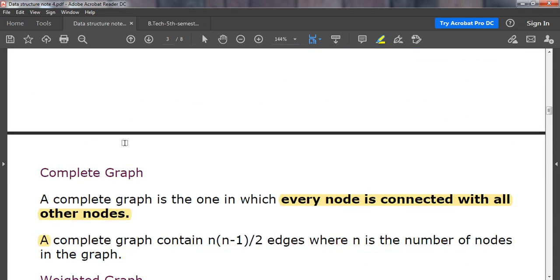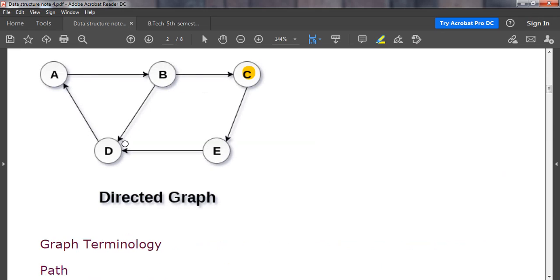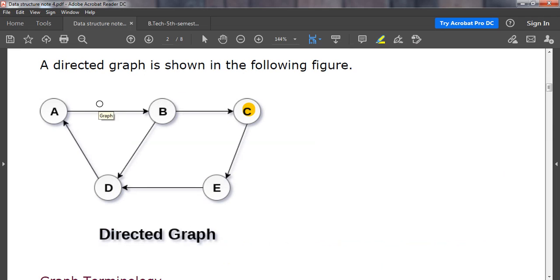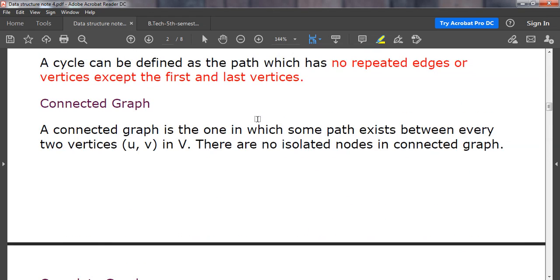What are weighted graphs? Now in certain graphs, along with the direction, some values are associated with the edges. Suppose we give you some value of 5, or 2 or 1, some value will be associated. If a value is associated, then it is a weighted graph.